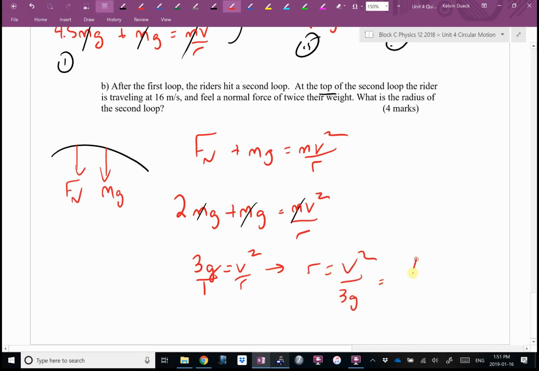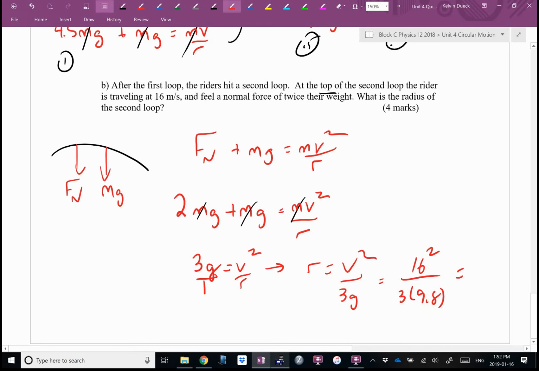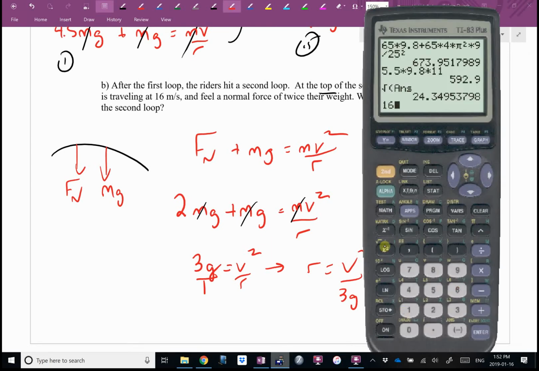How fast are we going? 16, don't forget the squared. And g is 9.8. What's the radius of this? 16 squared divided by 3 times 9.8. You get 8.71?